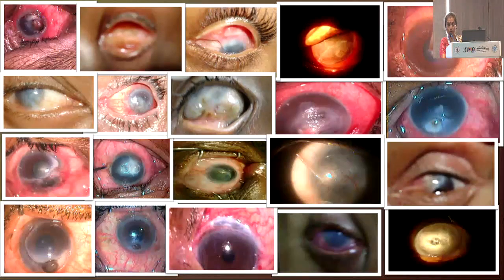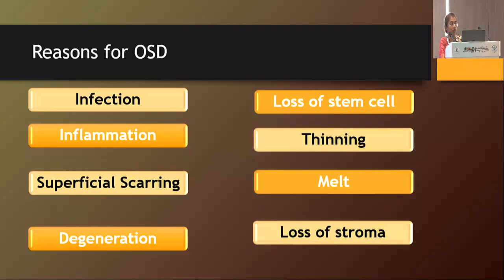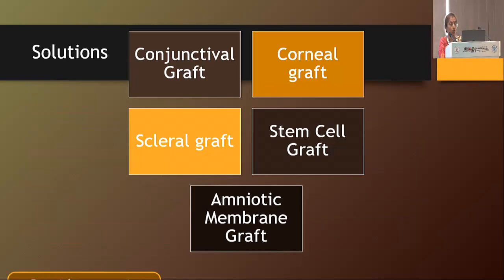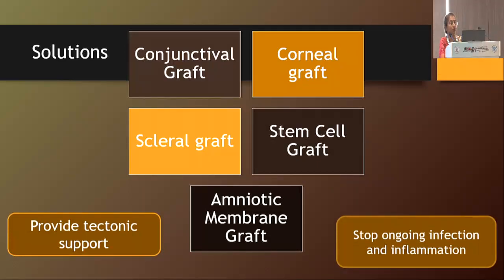We may come across various types of ocular surface disorders, and the reasons are infection, inflammation, scarring, degeneration, loss of stem cells, thinning, maintenance, and loss of stroma. The solution for all these different types of ocular surface disorders is a variety of grafts like conjunctival, corneal, scleral, stem cell, and amniotic membrane graft.